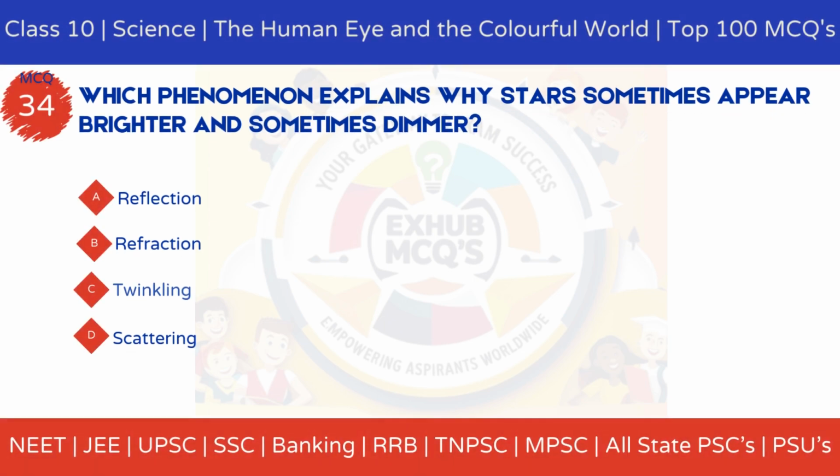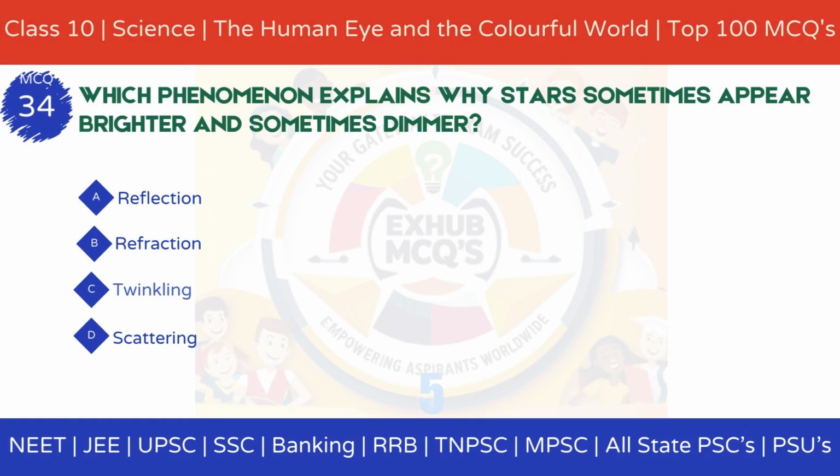MCQ 34. Which phenomenon explains why stars sometimes appear brighter and sometimes dimmer? Option A, reflection. Option B, refraction. Option C, twinkling. Option D, scattering of light.